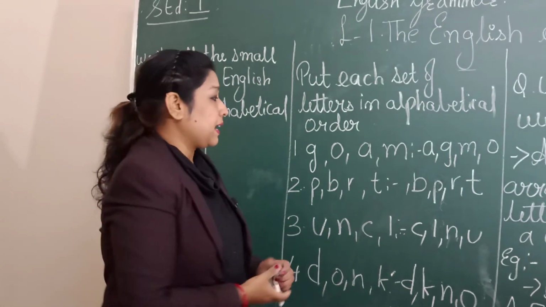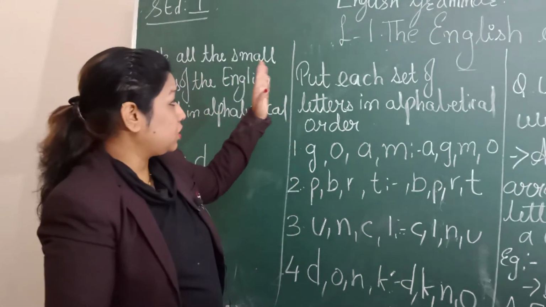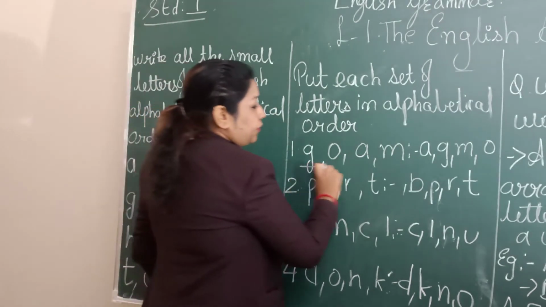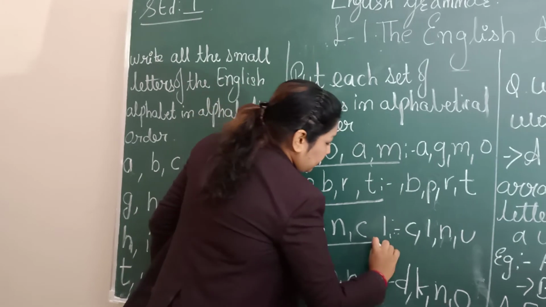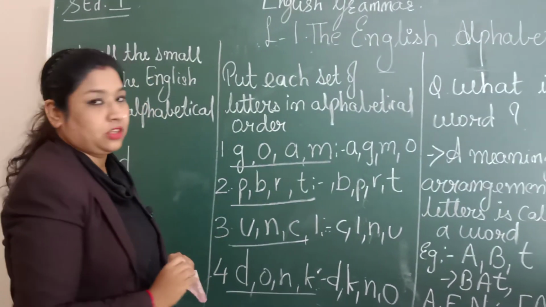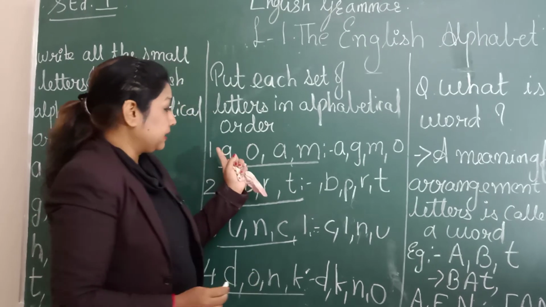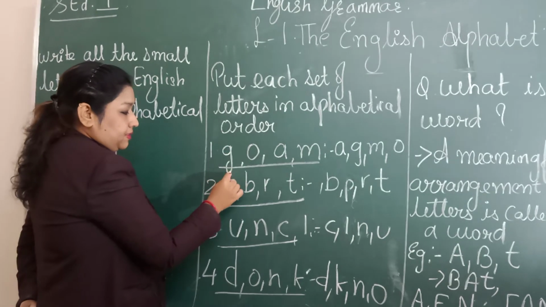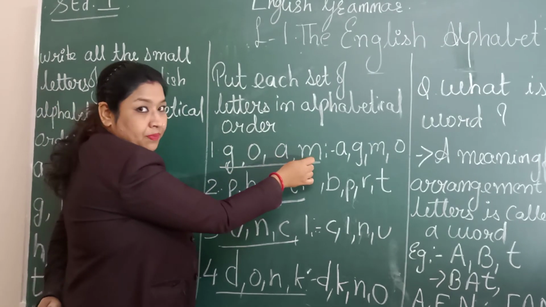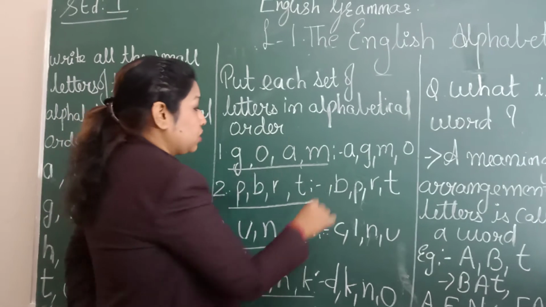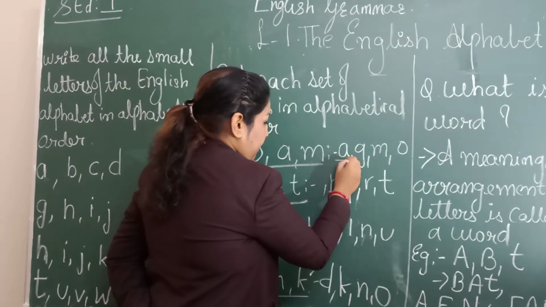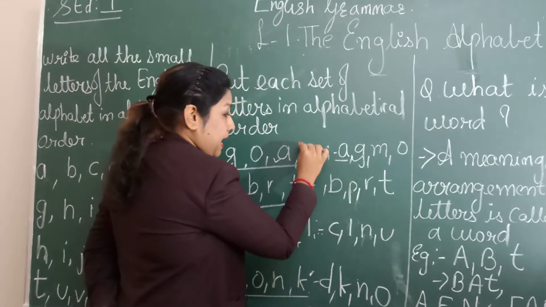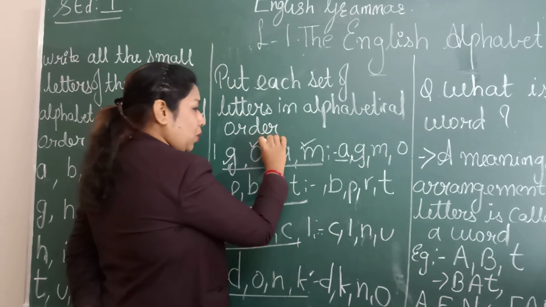Okay. Now, the next question is, you have to put each set of letters in alphabetical order. See, these letters are not in sequence. So, you will put it in the sequence. Like, the first set is G, O, A, M. Is it in sequence? No. So, the first letter will come A. Then G. Then M. Then O.